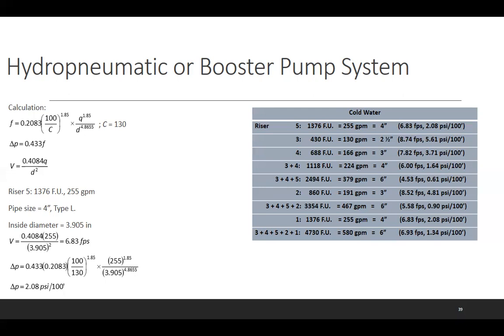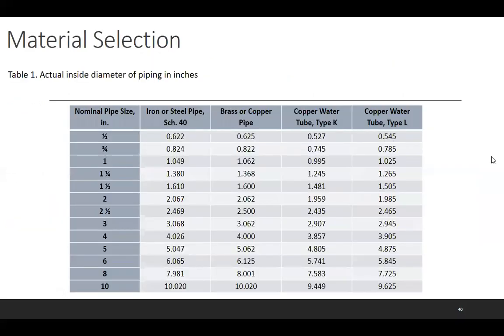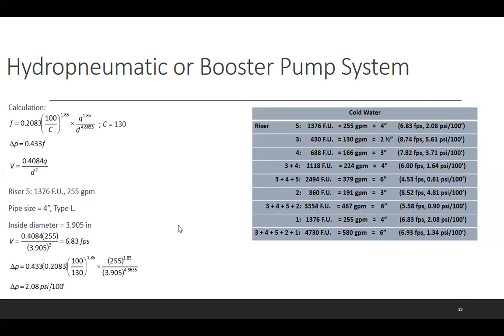So, delta P is equal to 0.433F. So, velocity is 0.4084Q over D squared. For riser 5, check the table. 1376 FU to 255 GPM. Nag-fit is yung 4 inches type L. Ayan. Yung type L natin, ang inside diameter ng 4 inches is 3.905 inch. Okay? This is para siyang trial and error.